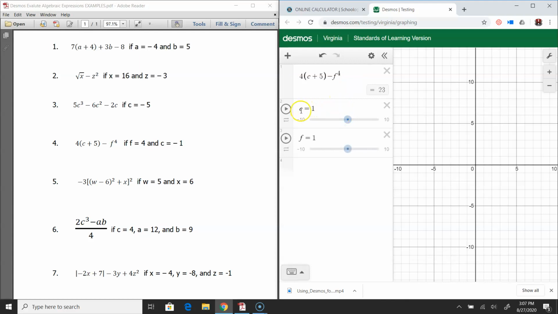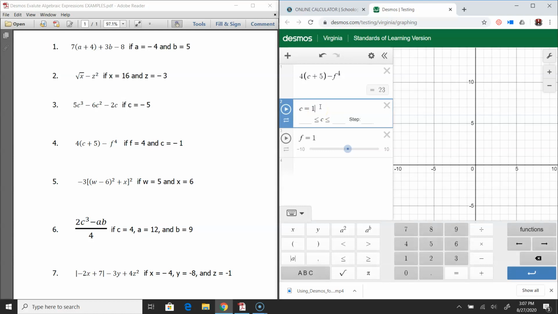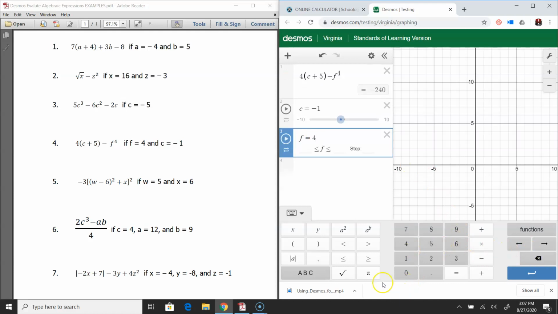Right now this calculator has C set to 1. Notice over here they're out of order. Over here in our problem, we want C to be negative 1, so I'm going to backspace and type in negative 1. And then for F, we want F to be 4, so again I'll click to the right of it, backspace, and change that number to a 4. So with negative 1 for C and 4 for F, this expression has a value of negative 240.